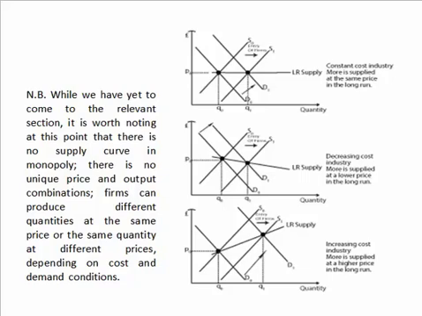In the first diagram, a constant cost industry is supplied at the same price in the long run. In the second, a decreasing cost industry is supplied at a lower price in the long run. And in the third, an increasing cost industry is supplied at a higher price in the long run.